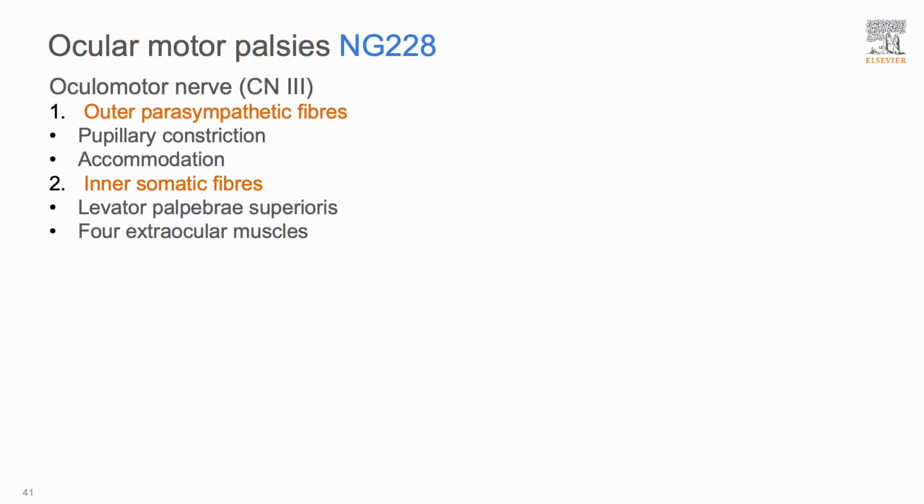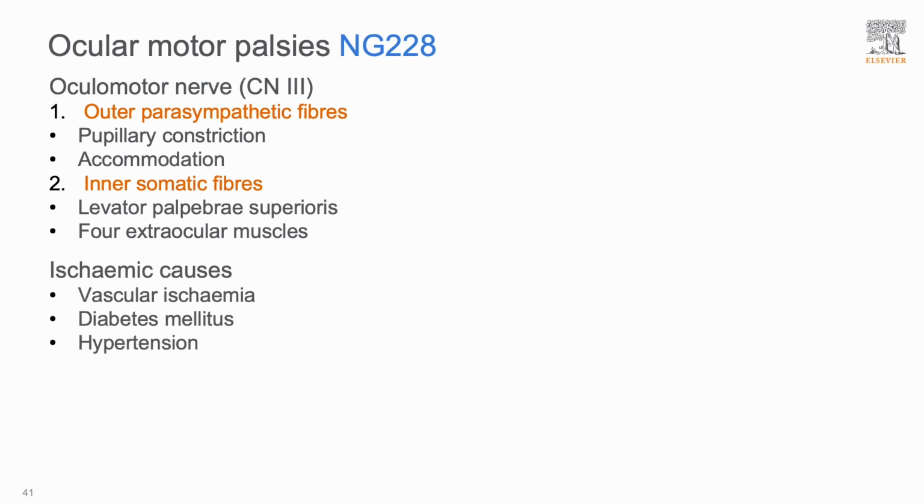The oculomotor nerve consists of two distinct pathways. The outer parasympathetic fibres, which supply the ciliary muscle, responsible for accommodation, and the sphincter pupillae, involved in pupillary constriction, and the inner somatic fibres, which innervate the levator palpebrae superioris, and the four extraocular muscles, the superior, medial, and inferior recti, as well as the inferior oblique. The lateral rectus is innervated by the abducens nerve, cranial nerve number 6, and the superior oblique is supplied by the trochlear nerve, cranial nerve number 4.